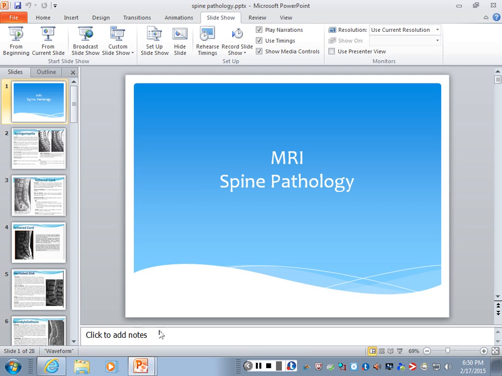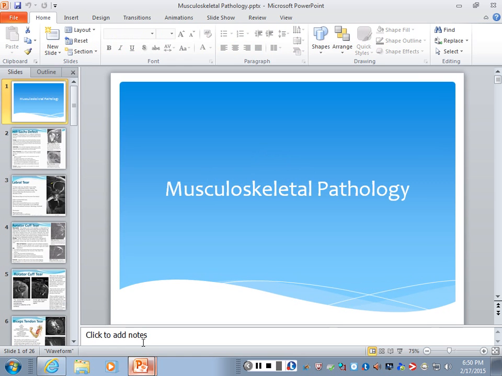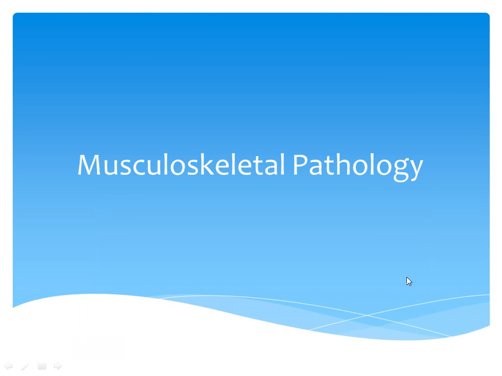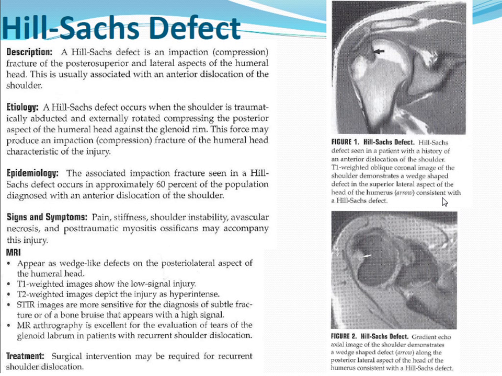Okay, so now I'm going to go on to the musculoskeletal pathology. That was kind of an introduction into that. So musculoskeletal pathology, you're frequently going to be evaluating the larger joints like the shoulder and the knee. This is one entity that can occur in the shoulder.